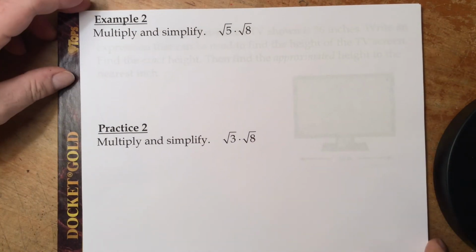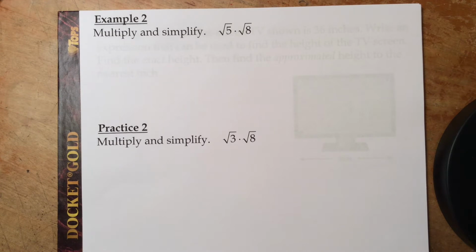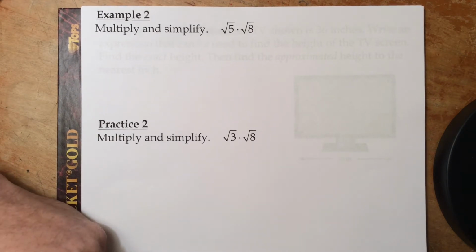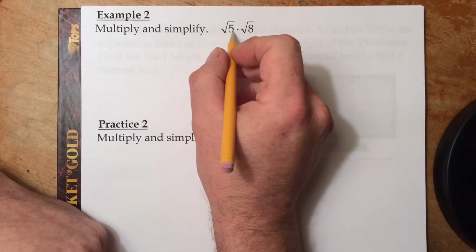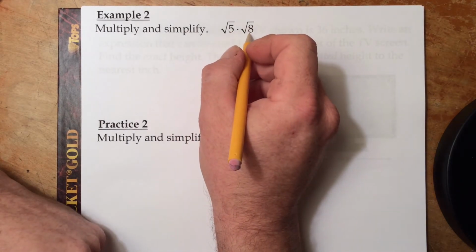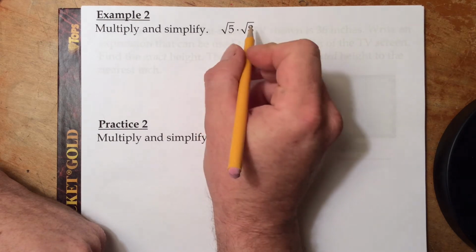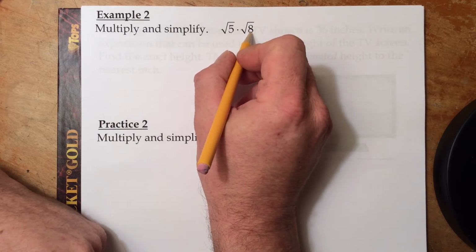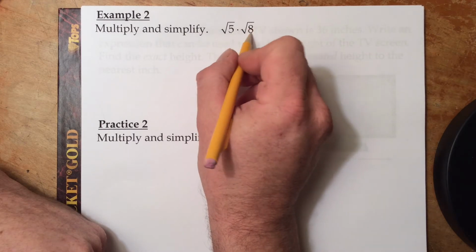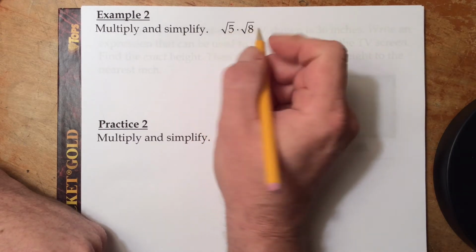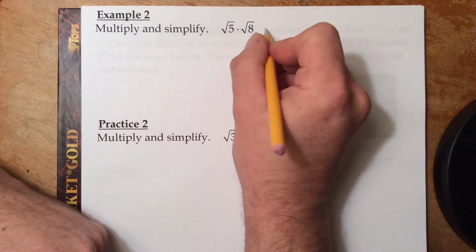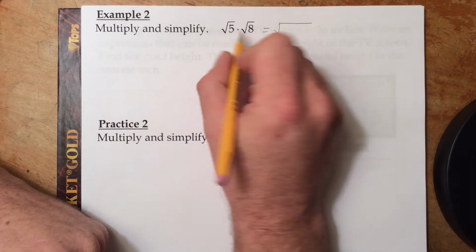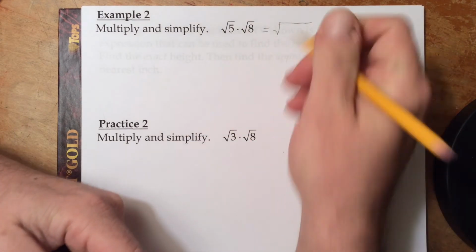Example 2. Many times we need to multiply or divide square roots or radicals. So in example 2 it says multiply and simplify. Here we have the square root of 5 times the square root of 8. 5 is not a perfect square. 8 is not a perfect square. But before we try to simplify these, let's go ahead and multiply them together first. Using the rule that we talked about on the previous example, we can put these two together, go in the other direction.